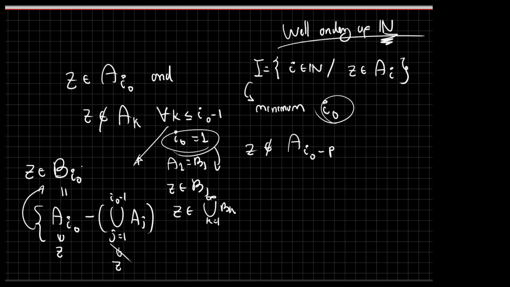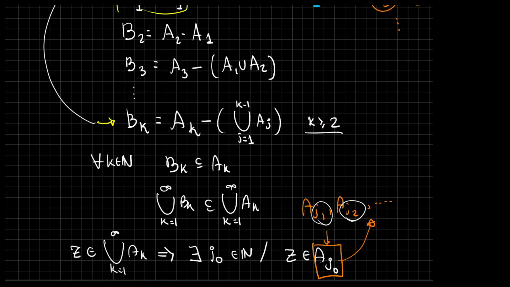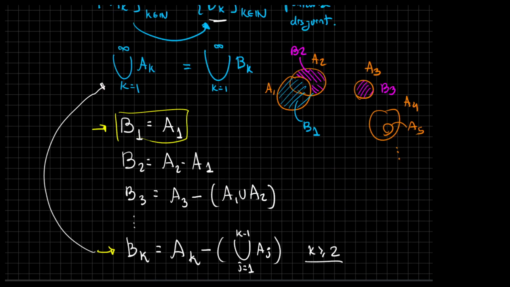So we have that zeta is also in v a naught, and from here it follows that it is in the countable union of every vk. So to summarize this, we have proven that this countable union is a subset of this one, and from here we have the desired equality. So we have proved this part.